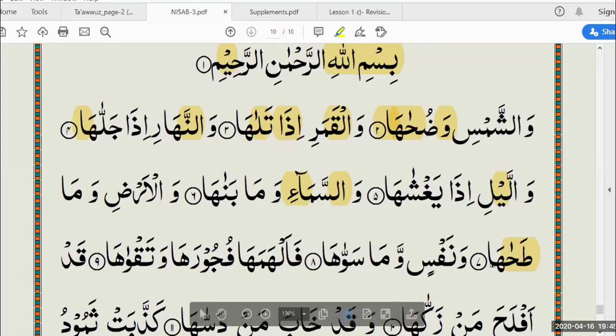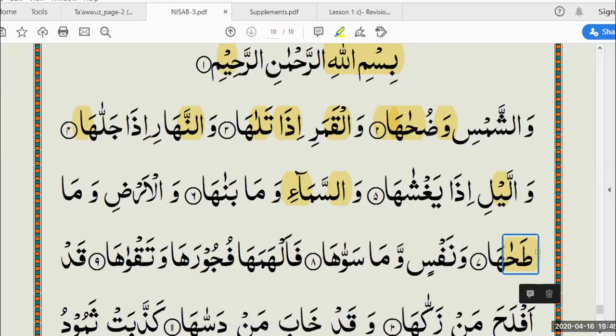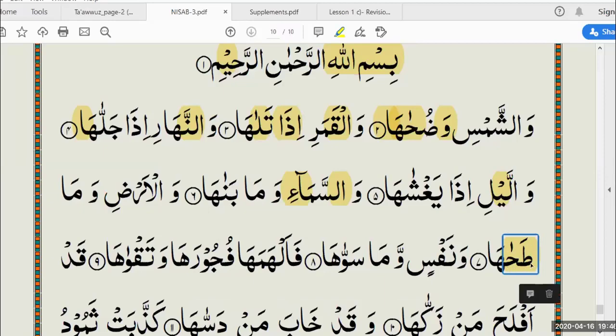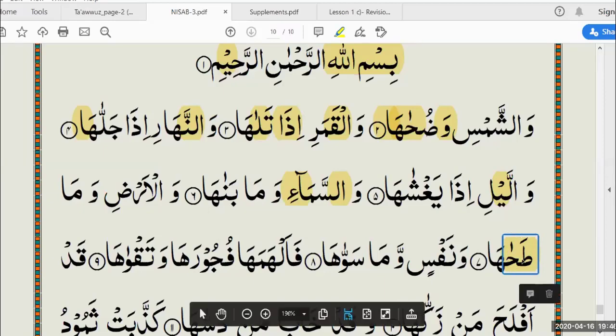You read up to verse number 7. To and ha. What type of letters are they? Do you know? No? Okay, so they're called haruful tafkhim. Why? Because they're thick letters. Haruful tafkhim are those letters that are thick, so we have to pronounce them thickly. So try again. Start from wal ardi.